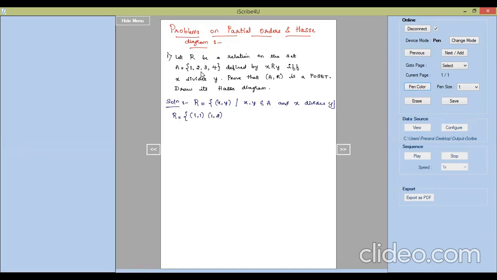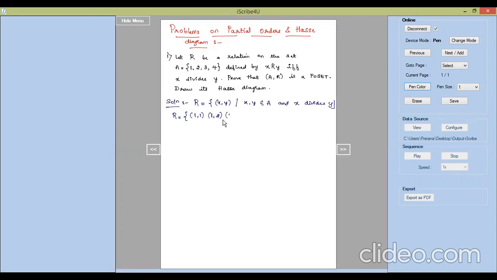Now, what is the meaning of this 1 divides 2? In general, when I perform 2 divided by 1, it should be a whole number. It should be an integer. Correct? So that is the meaning of X divides Y. X divides Y, or 1 divides 2, means that when I perform 2 divided by 1, I should have an integer value. So 1 divides 2.